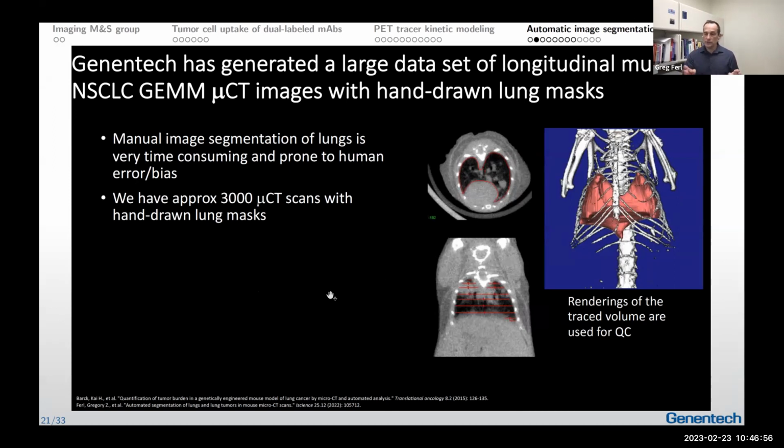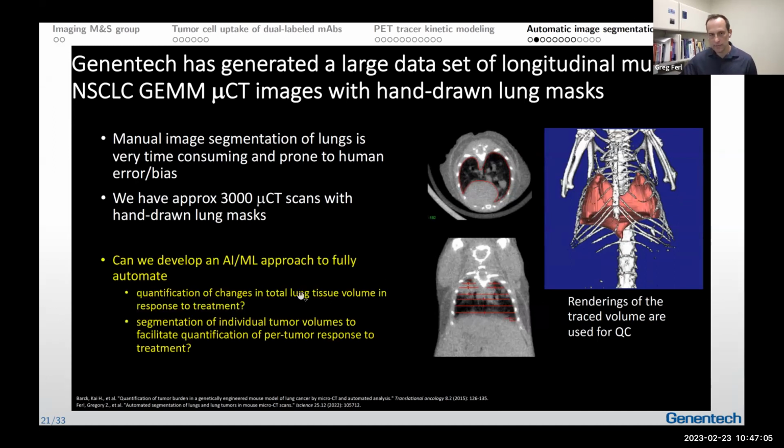We used a training set of about 3,000 of these scans with manually drawn lung regions of interest. It's super time consuming to do this. It's bias and error prone, right? So the first question is, can we develop an automated AI approach to fully automate the drawing of these lung regions of interest? The answer is yes. That is fairly straightforward with a large training set like this. But the more challenging question was, can we segment out the tumors in the lung space? And can we segment out the individual tumors to facilitate tracking of the response of individual lesions to various treatments?